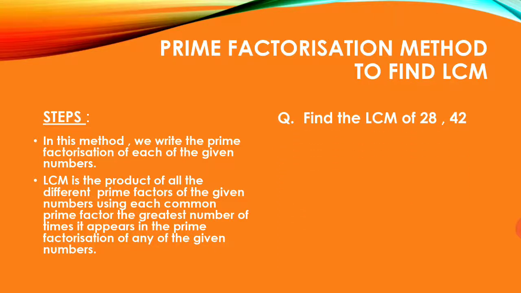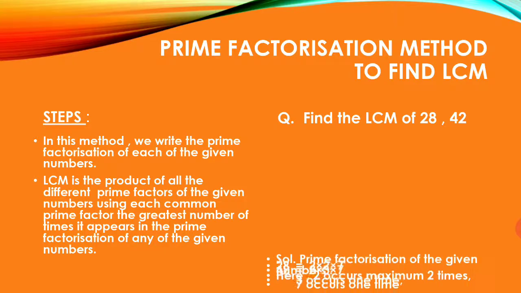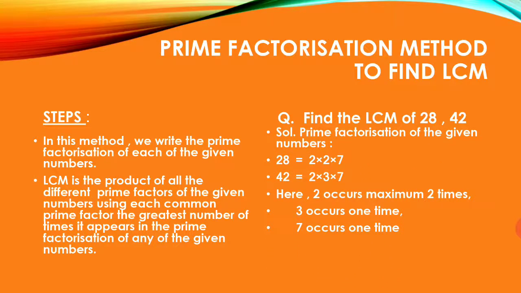For example, let us find the LCM of 28 and 42. So prime factorization of the given number 28 is equal to 2 into 2 into 7. Then 42 can be written as 2 into 3 into 7. Now here you can see 2 occurs maximum 2 times, 3 occurs one time, 7 occurs one time. Therefore, LCM is equal to 2 into 2 into 3 into 7. That will give us 84. So, 84 is the LCM of 28 and 42.